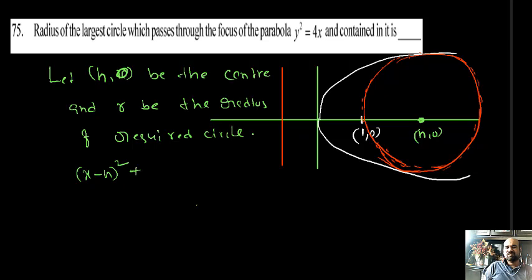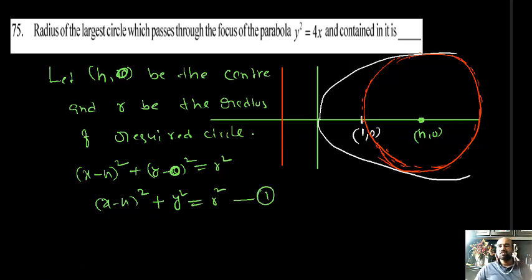Now the equation of the circle is x minus h whole square plus y minus 0 whole square equal to r square, or in other words, x minus h whole square plus y square equal to r square. This is taken as equation 1. Here h should be greater than 1, because we want a circle of larger diameter, so the center h comma 0 is to the right of 1 comma 0.